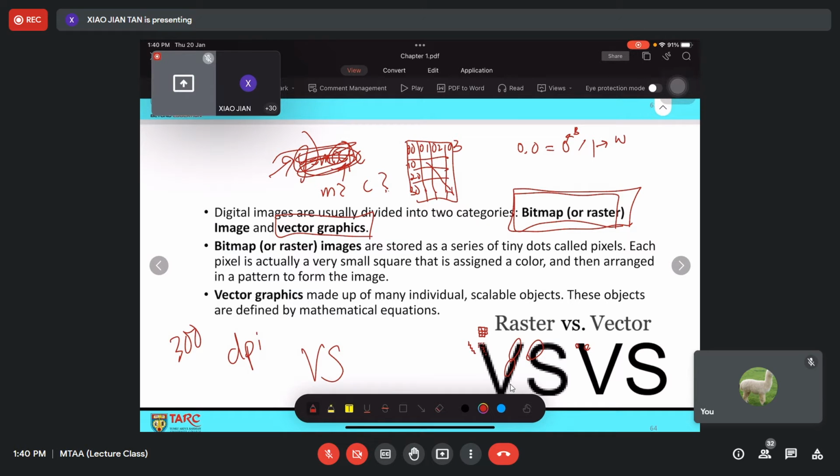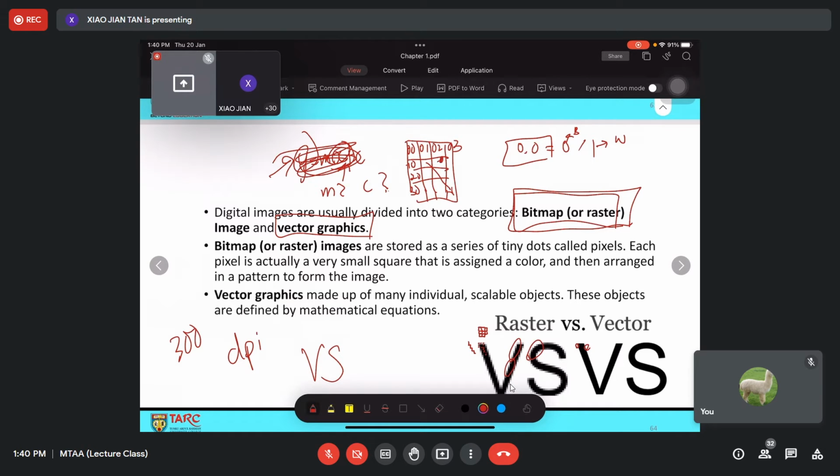But in order to process the image, for sure we will go for bitmap. Okay, we don't really process vector images. We process bitmap images. So bitmap or raster images are stored as a series of tiny dots. These tiny dots can be represented using the Cartesian coordinate, for example, 0,0, 0,1.